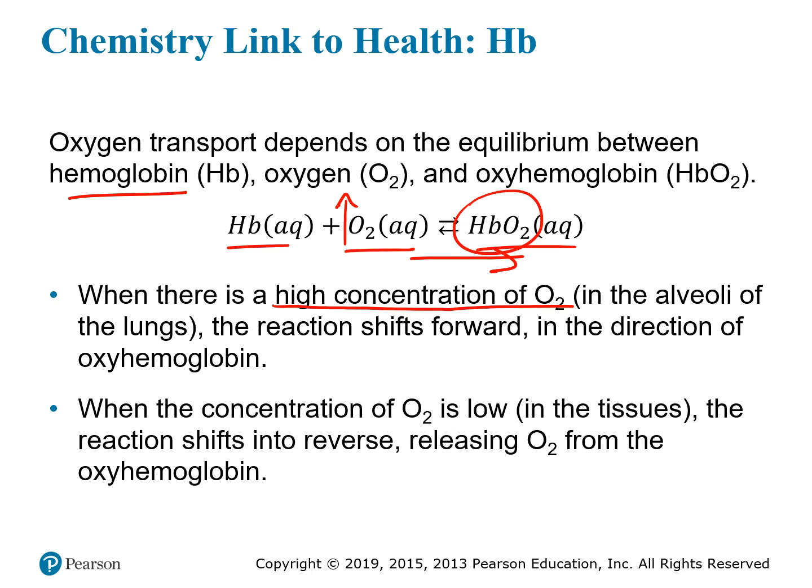When this hemoglobin transports to another area of your body through circulation where the oxygen content is low, like in the tissues, because the tissues have been using up oxygen to perform cellular respiration, then this reaction shifts into reverse. You have a decrease in the amount of oxygen, and so the equilibrium shifts towards the left. In other words, the molecules of oxyhemoglobin that have reached this region of low oxygen concentration dump off their oxygen that they're bound to and release it into the blood. This provides oxygen for the tissues to use.